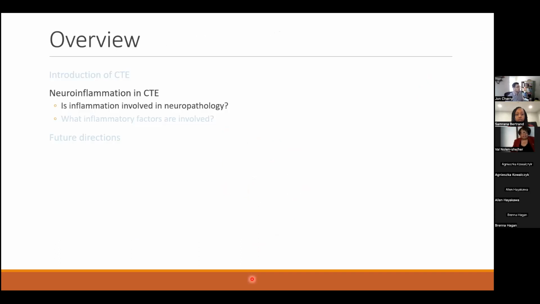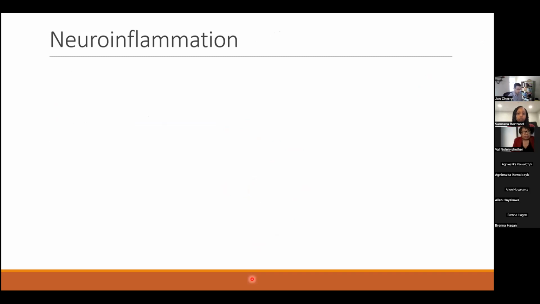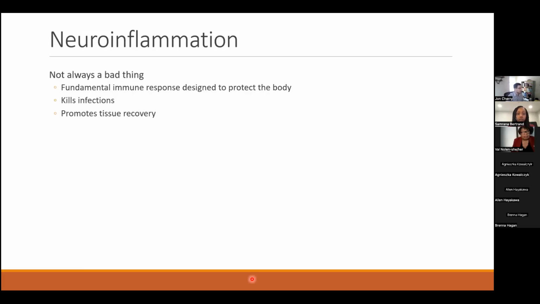And that's where we think neuroinflammation is involved. So that's where a lot of my work is centered on, understanding neuroinflammation in the context of head trauma and CTE. So first, a little bit about neuroinflammation. Neuroinflammation gets a bad rap. I think it's a very, very important biological element, and it's not always a bad thing. You need it. It's really important. It's a fundamental immune response designed to protect the body. It kills the infection, promotes recovery in tissue, and without neuroinflammation, none of us would be here right now.